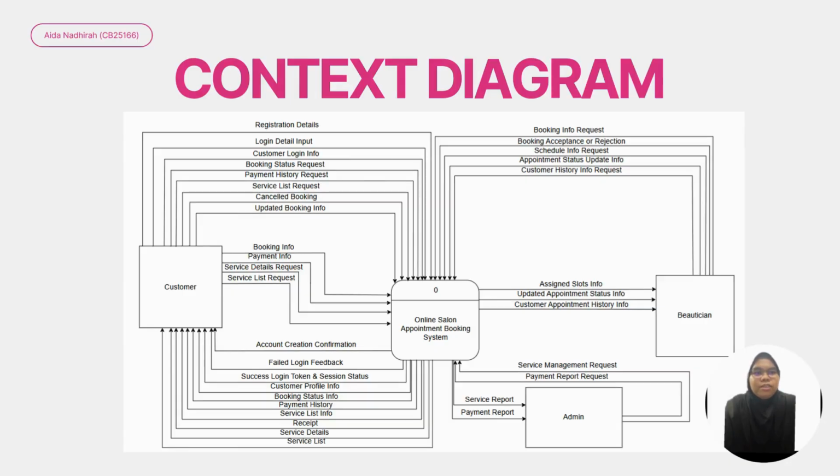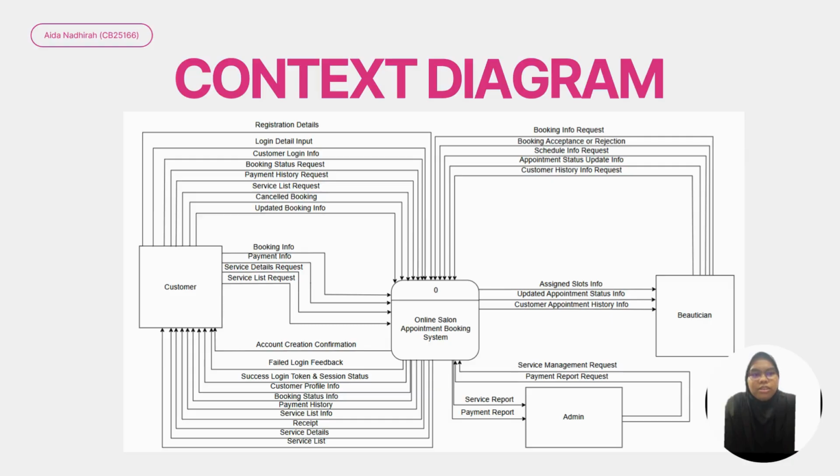Now I will explain the context diagram of the online salon appointment booking system. This diagram shows the interaction between the system and 3 external entities: customer, beautician, and admin. The customer can register, log in, view services, make an appointment, and make a payment. The system then provides booking updates, login responses, and payment receipts.